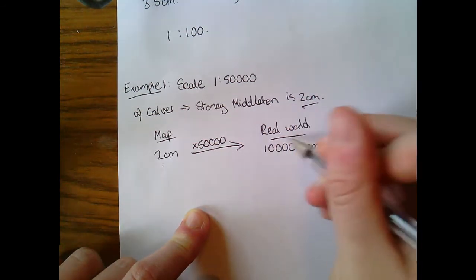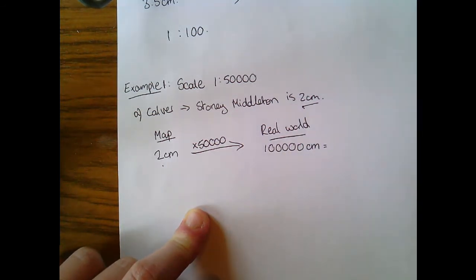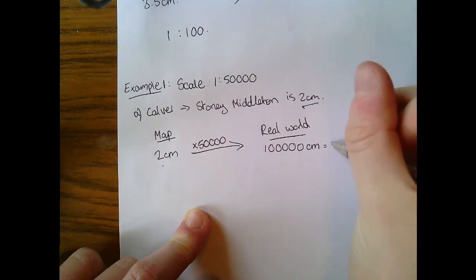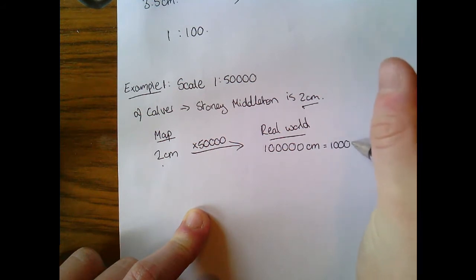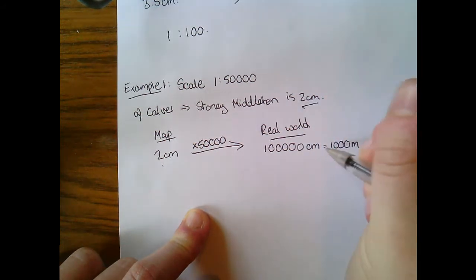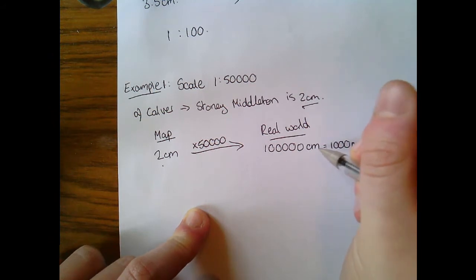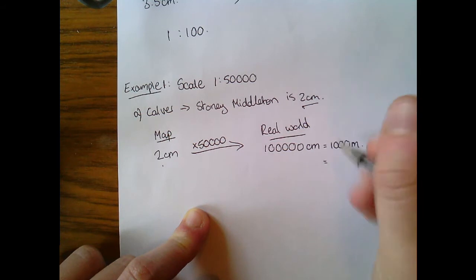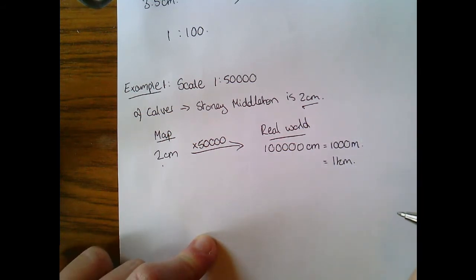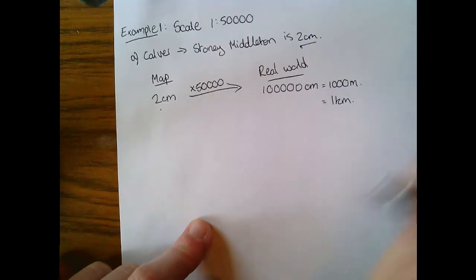To go from 100,000 centimeters, we divide by 100 to get from centimeters to meters, which gives us 1,000 meters. Then we divide this by 1,000, so that's going to give us 1 kilometer. To go from meters into kilometers, you divide by 1,000. That's just a bit of a recap from last year.